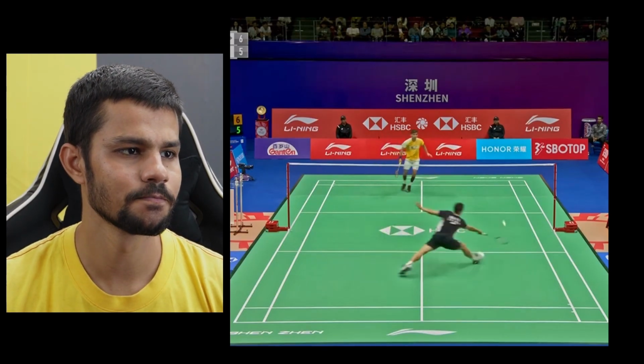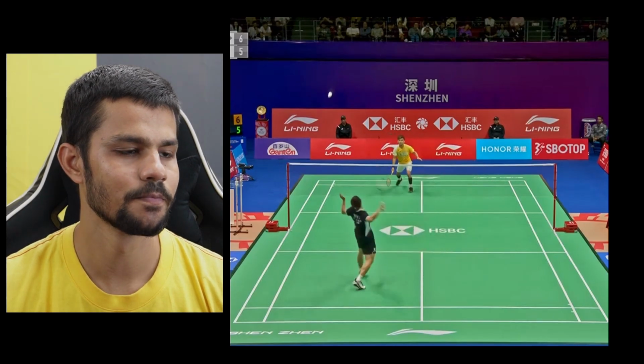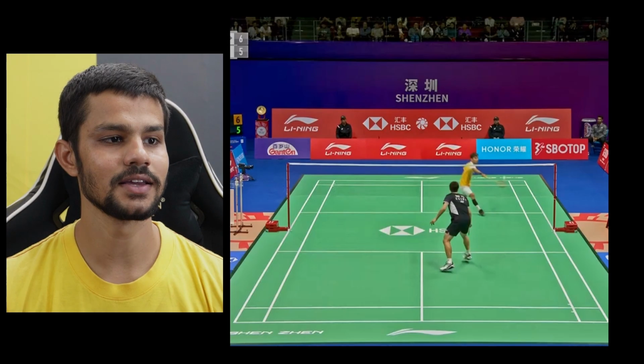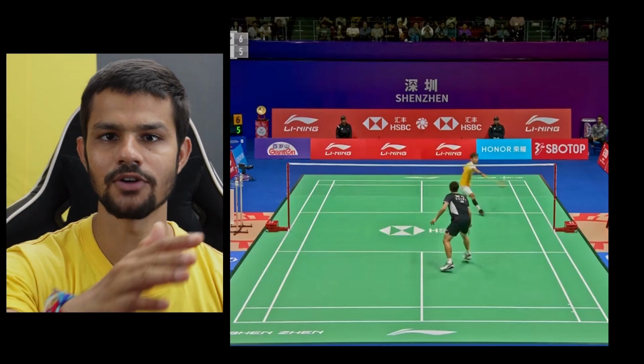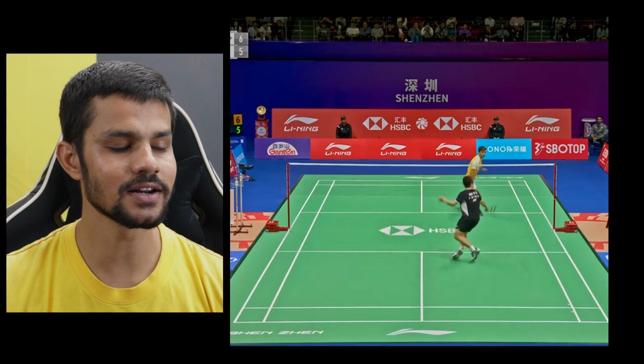Nice lift, nice dribble. You saw what happened here. Lakshya Sen is doing that normal backhand drop from here, dribble here. Look, dribble. He did that dribble.